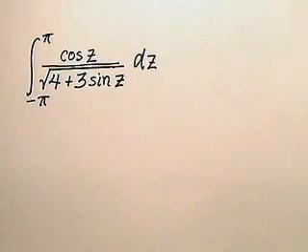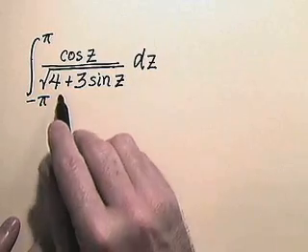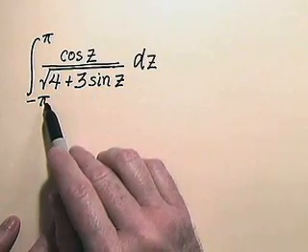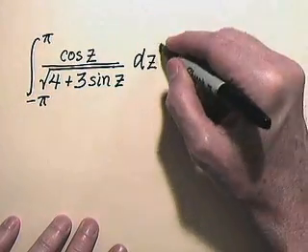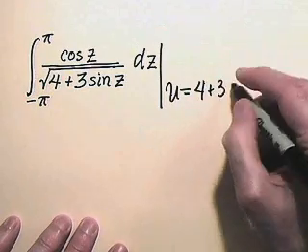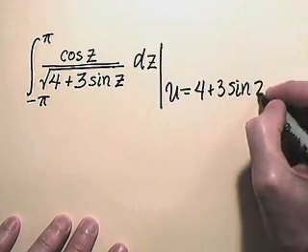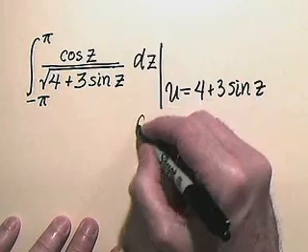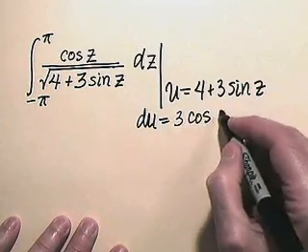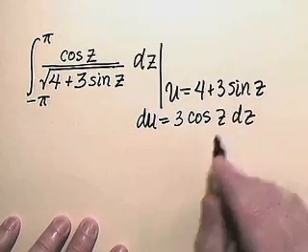Again, let's look at a different pair of limits on this same integrand for a definite integral. Same integral, cosine z over square root 4 plus 3 sine z, but this time let's do the definite integral from negative pi to pi and see what happens. So u is 4 plus 3 sine z, du is therefore 3 cosine z dz.